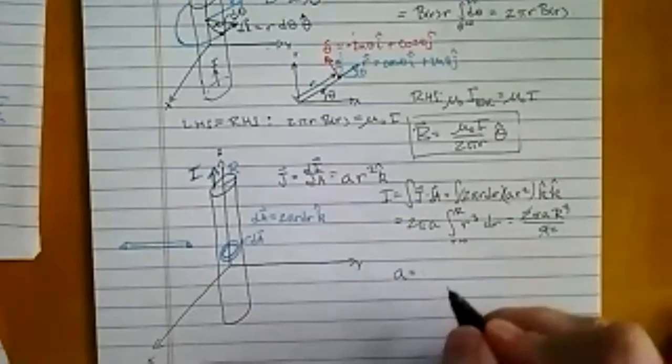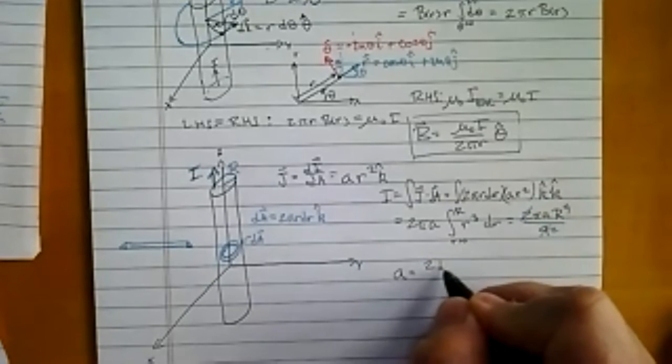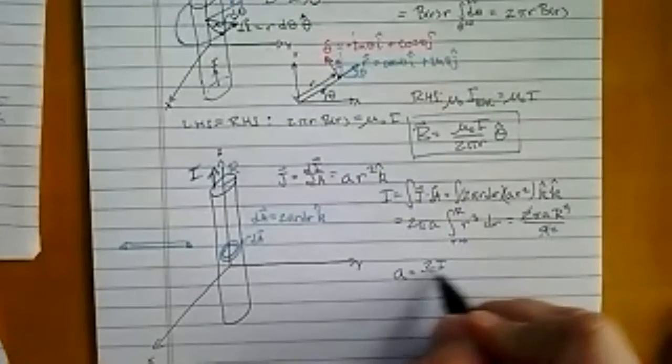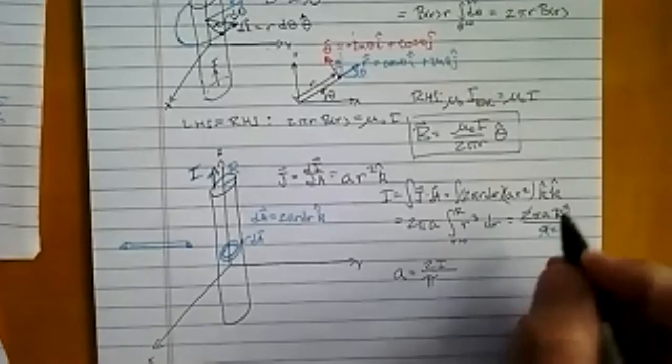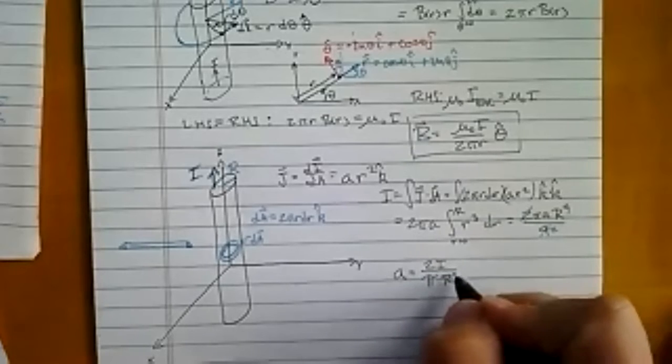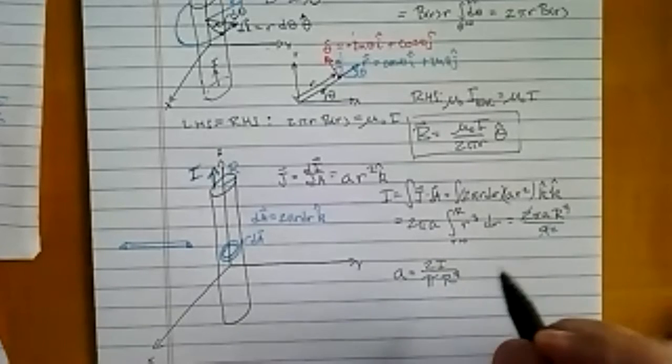So A is going to be 2 times I over pi, that's going to come down to the bottom, over R to the 4th. So now I think you can see what the units of A would be as well as what A is.